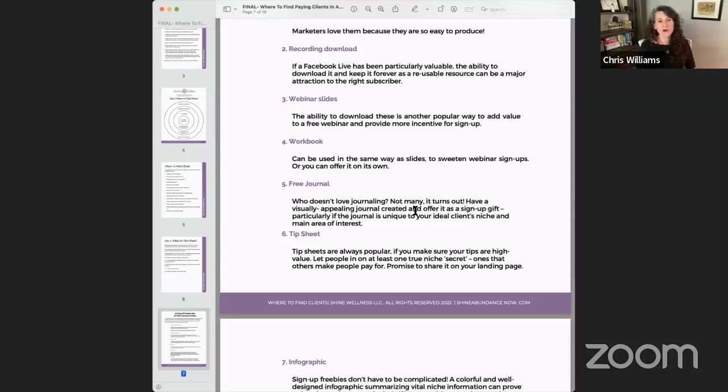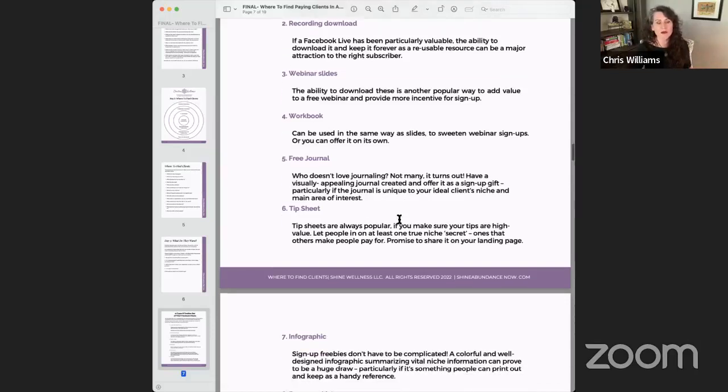A free journal. We all love journals, right? So having a visually appealing journal created, you can offer that as a sign-up gift. So think about a journal that you could even create inside of Canva. So for those of you that are Canva lovers like I am, Canva actually has templates for journals. So it could literally take you 15 to 20 minutes to do your own journal, and you could offer that as a nice opt-in. We all like journals.